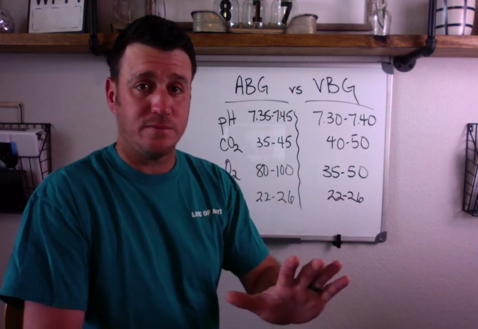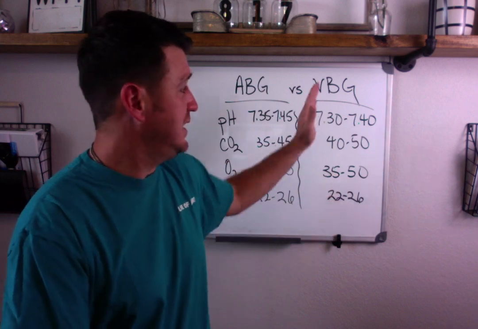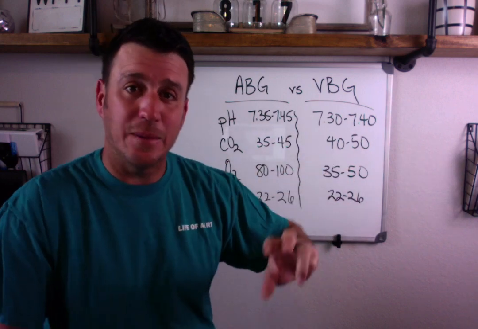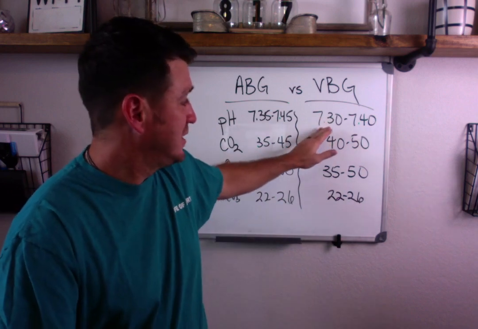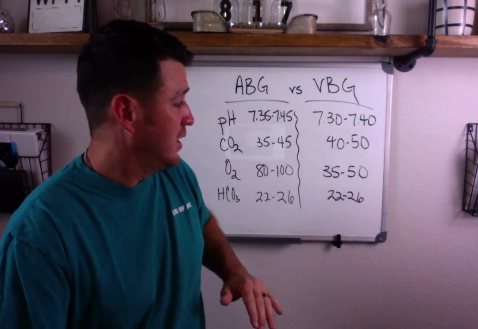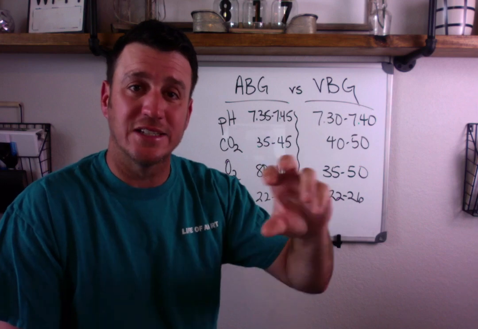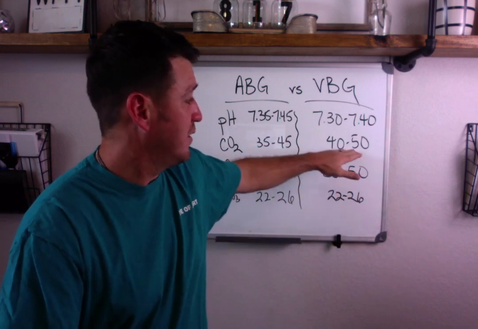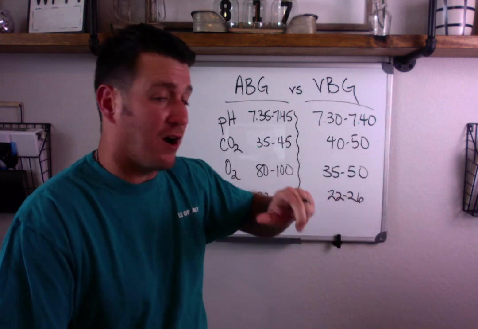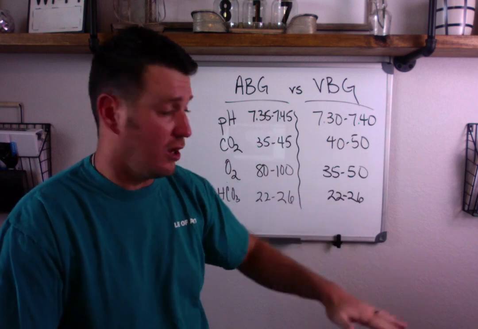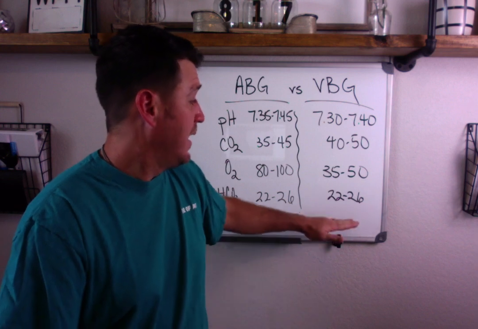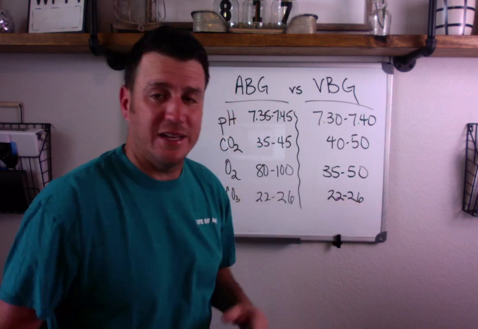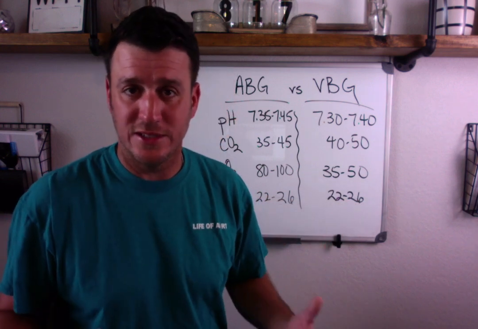Okay, now, when we go over to the venous side, you're going to see that the pH gets slightly more acidotic, 7.30 to 7.40. You will see that our CO2 is slightly higher, 40 to 50 millimeters of mercury. Our oxygen is much lower, 35 to 50 millimeters of mercury. And our bicarb stays roughly the same at 22 to 26.